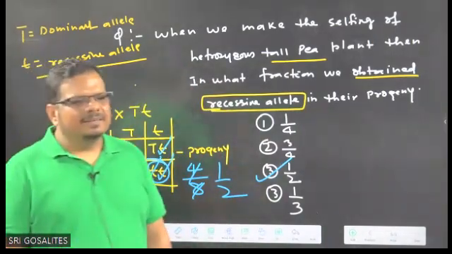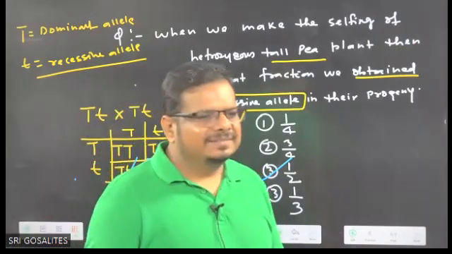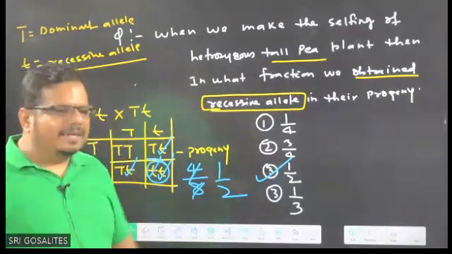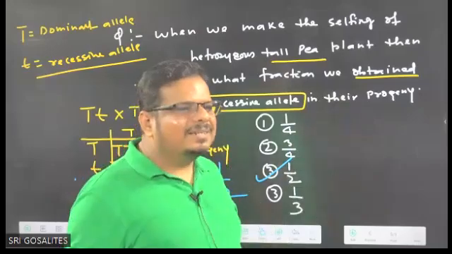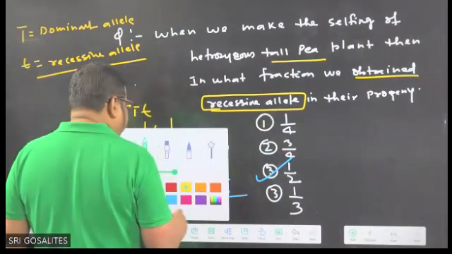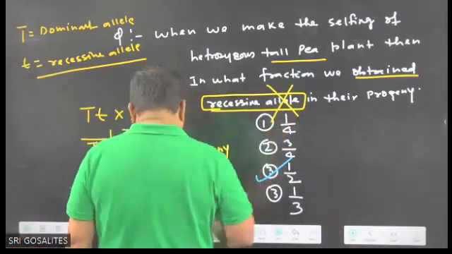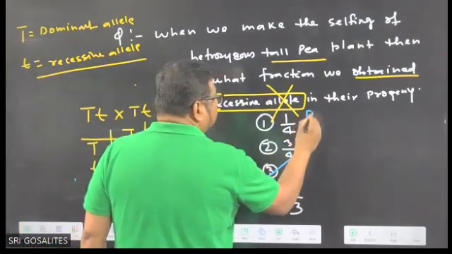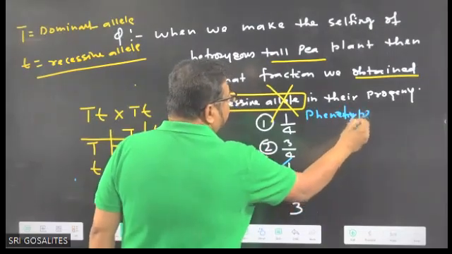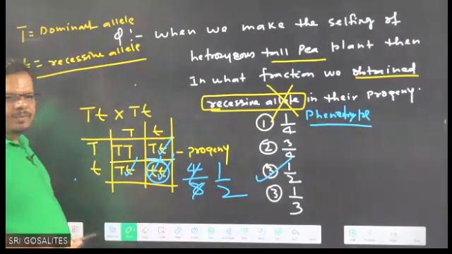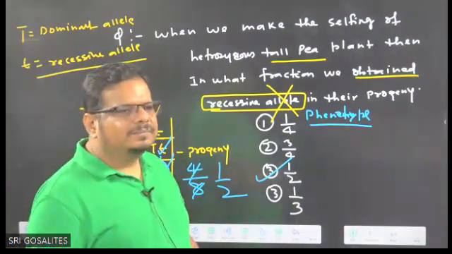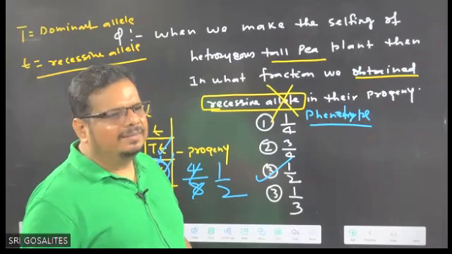Is it clear there, children? Dominant allele is also the same, 1 by 2. Recessive allele is also the same, 1 by 2. But if I change the question, if I write here, in place of recessive allele, phenotype, not allele, phenotype, then the answer becomes what? 1 by 4. Agreed or not agreed?